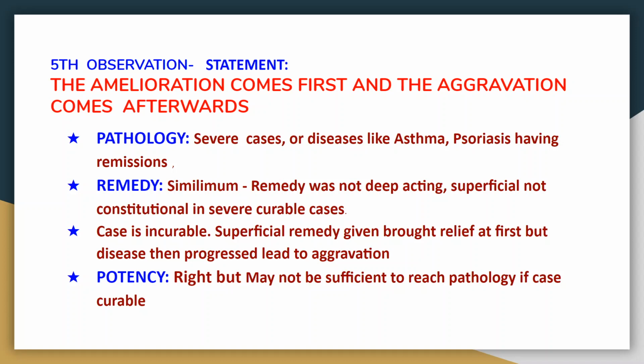So we have to divide this into two types. First is what? Severe cases, where there are advanced cases. In advanced cases, the physician has to administer a deep acting remedy, but in low potency. So in advanced cases which have much pathology, if you are administering a superficial remedy, then the patient will be relieved at first, followed by aggravation. So in the cases which are curable, a superficial remedy is given which at first brought relief, but later there was aggravation. So the potency was right, but not sufficient to reach the pathology, and this is in the case where it is curable.